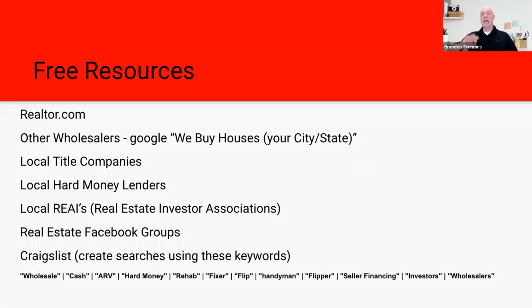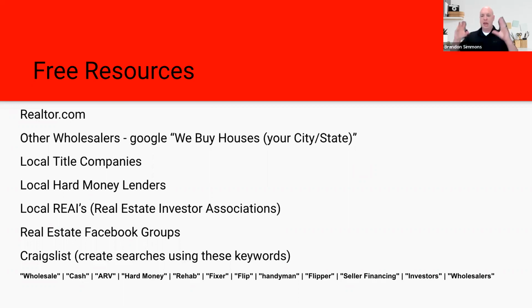The other resource I absolutely love, and I'm going to show you this in just a second, is Craigslist.org, right? So if you go to Craigslist, you go to real estate for sale by owner, and these are some of the keywords. You may use a keyword like wholesale. You may use a keyword like cash, ARV, hard money, rehab. These are all keywords I have used to find other wholesalers, right?